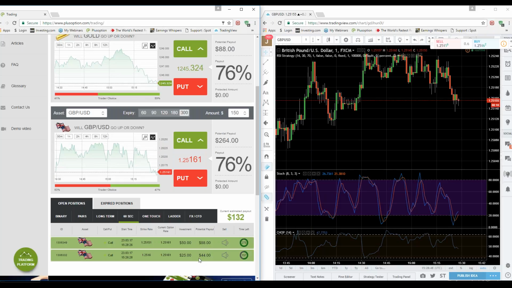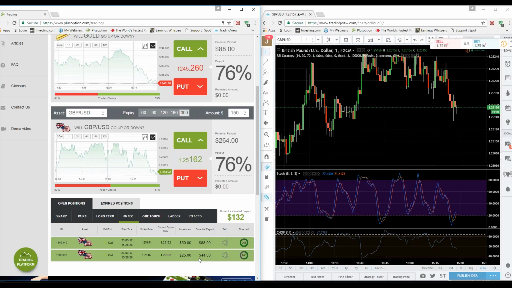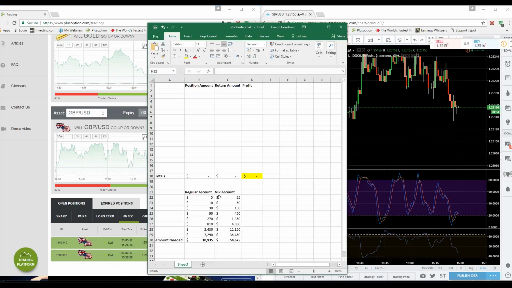Obviously, the best outcome would be that we win all the trades, but that is actually not the purpose of this strategy. It's just to make sure that we win the last and biggest trade. And that being said, we do have to make sure that we have the right account balance to properly do this strategy all the way through.